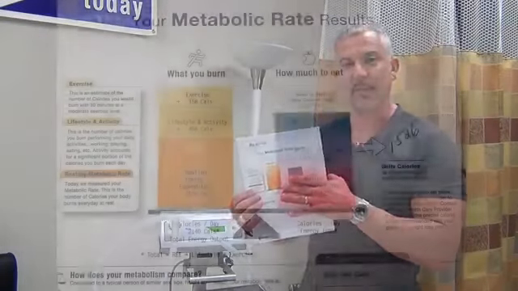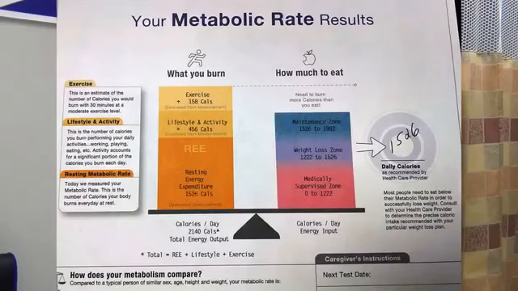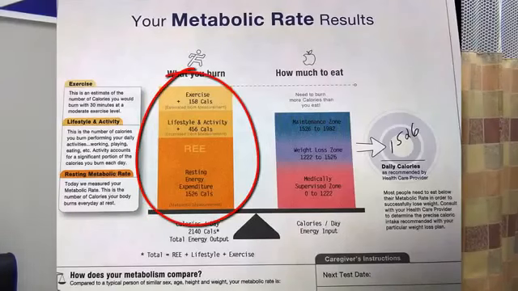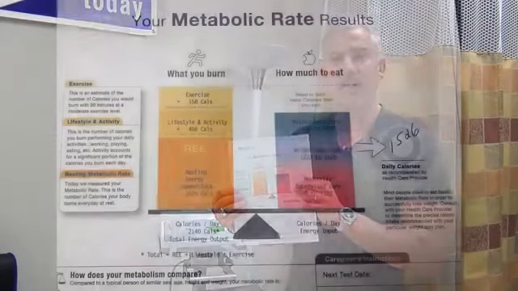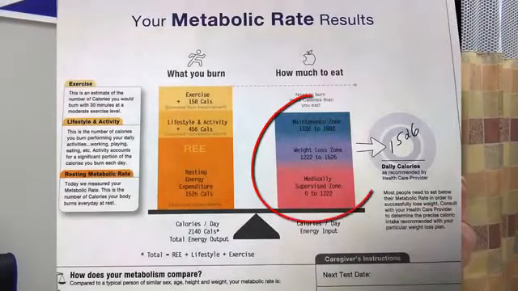On the printout, we have sort of a little seesaw drawing here. On one side, we have our total energy output. This is the amount of calories that we measured from the oxygen consumption here, as well as an estimation of our daily activity and our exercise. These things are summed together to give you your total energy output. So this gives you a very good idea of how many calories you're going to burn throughout the day. On the other side of the seesaw, we have our total energy input.